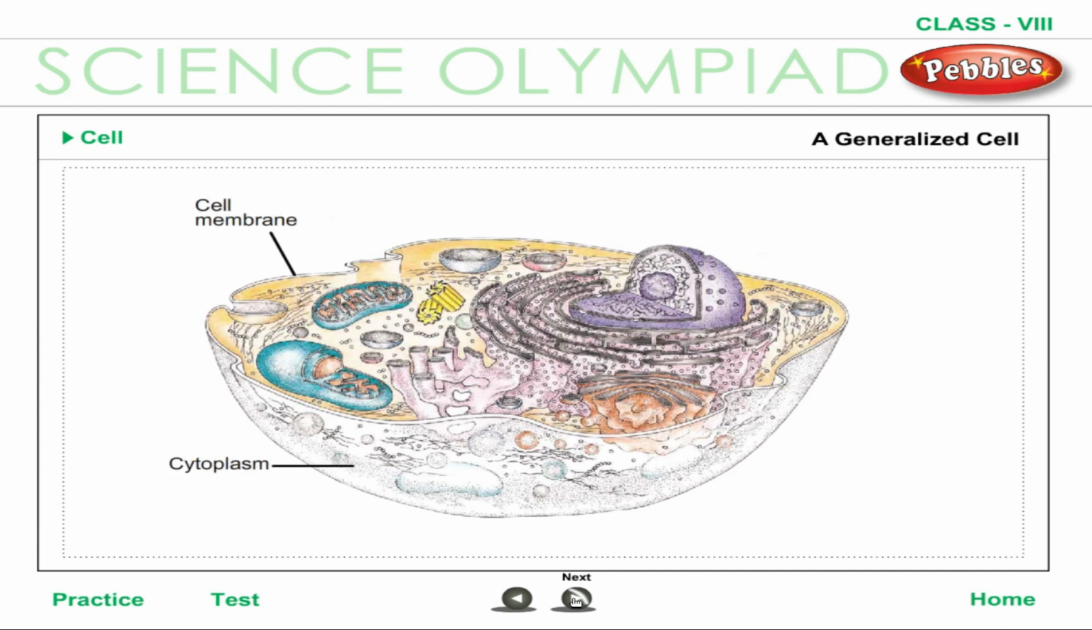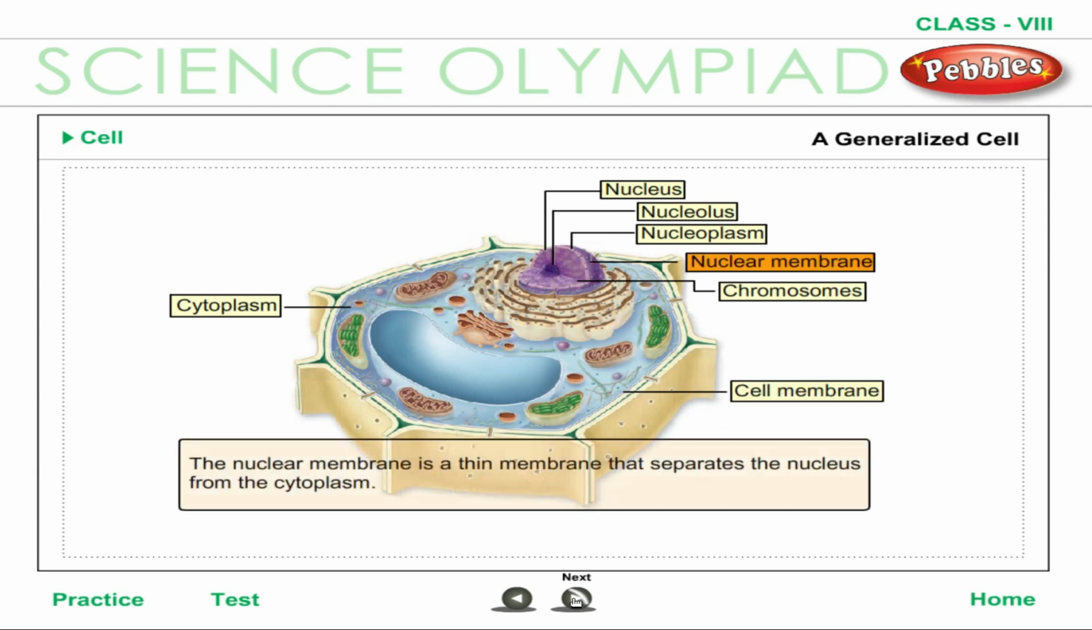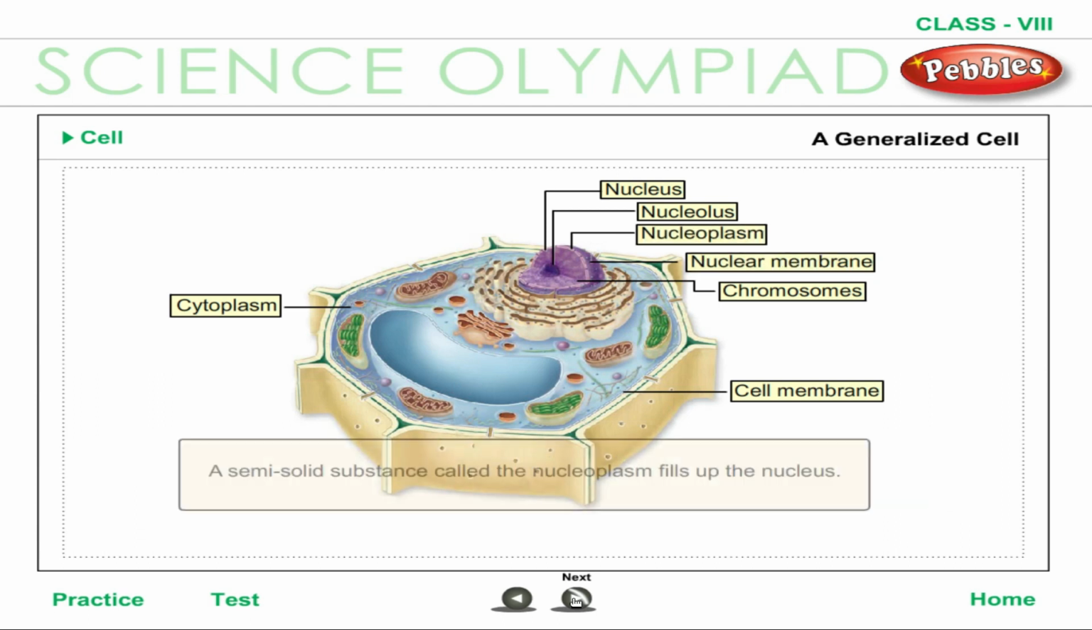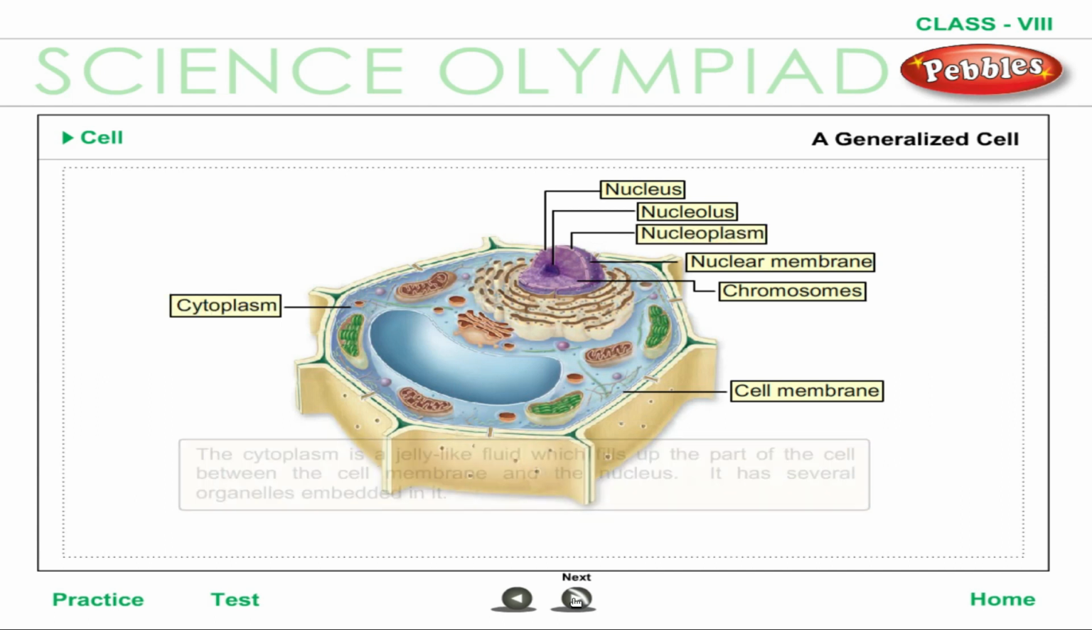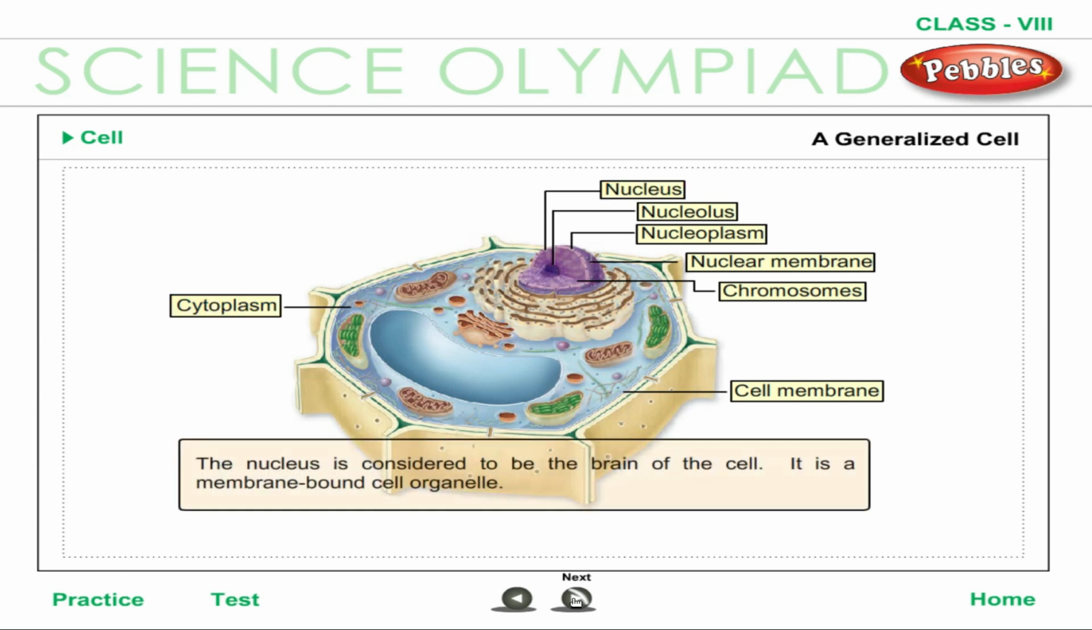The main parts of a generalized cell are A. Cell membrane, B. Cytoplasm and C. Nucleus. The outer covering of a cell is called the cell membrane, through which substances can enter or leave the cell. The cell membrane is also called the plasma membrane. The nuclear membrane is a thin membrane that separates the nucleus from the cytoplasm. A semi-solid substance called the nucleoplasm fills up the nucleus.